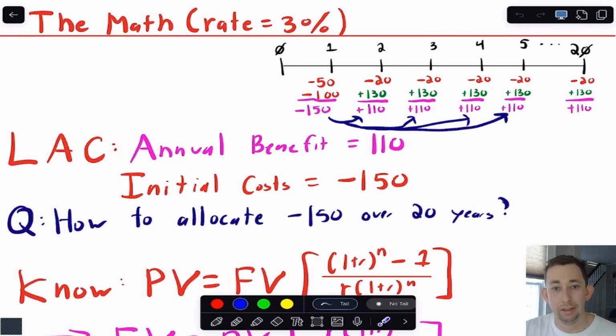Okay, so what we need to figure out is, well, on average, if I took this 150 and I divided it up between years 2 through 20, on average, how much, when I account for the future value of money, how much on average would I be putting into each year? Then I can sort of figure out, well, on average in each year, are my benefits positive or negative?